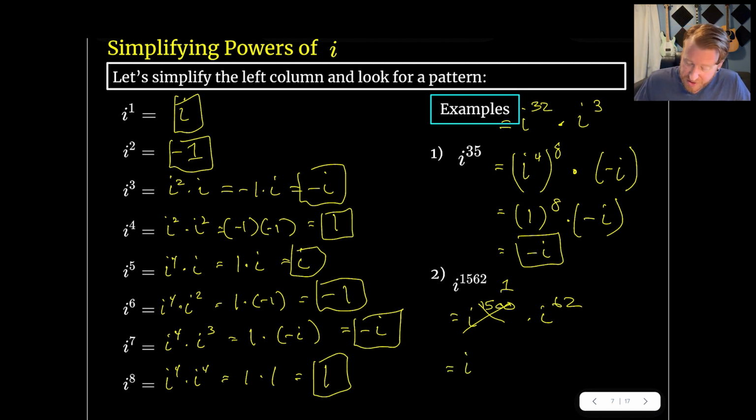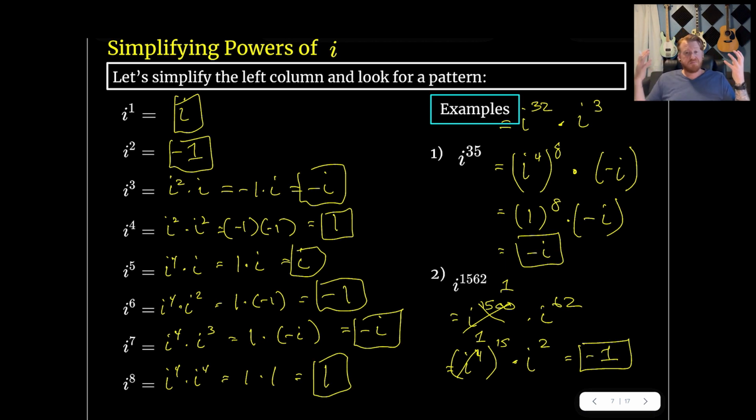Okay, so if I'm trying to write i to the 62 and split it apart, so one power is a multiple of 4 and the other isn't, I believe that I can get 4 to go in 15 times. So 4 times 15 gives me 60. And I know that this just says 1, and 1 to the 15th is still just 1. So everything on the left is just 1, and what is left over is times i squared. So this says i to the 60 times i squared. As I started to say, this is just 1. So 1 to the 15th is just 1 times i squared, which is negative 1.